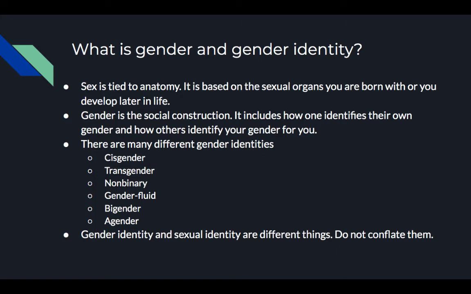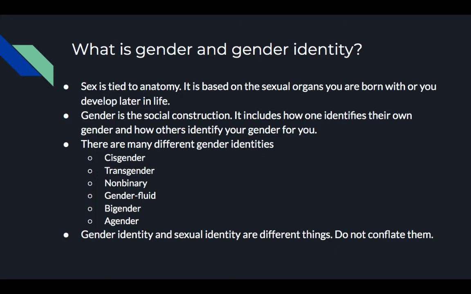Gender is more the social construction. It includes how one identifies with their own gender and how others identify you as well. So it's partly the perception of others about what your gender is, because that affects how you're treated. Even if you identify as a boy, if others think that you're a girl, they're going to treat you as a girl. And so gender is both your own views and others' views of you.